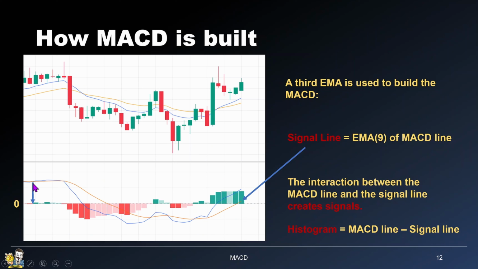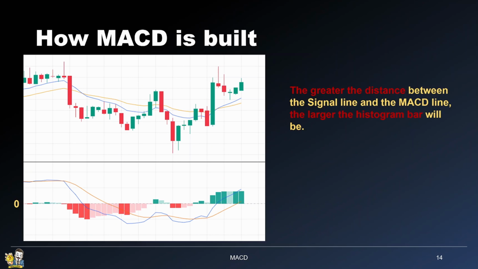We see that at this crossover between the two lines, there is a change in momentum. Same thing here, here, here, and here. So when the MACD line crosses above the signal line, momentum shifts to the upside, and we see a bullish histogram. When it crosses below, momentum shifts to the downside, and we see a bearish histogram. The last thing to understand is, the greater the distance between the signal line and the MACD line, the larger the histogram bars will be, which means momentum is stronger.